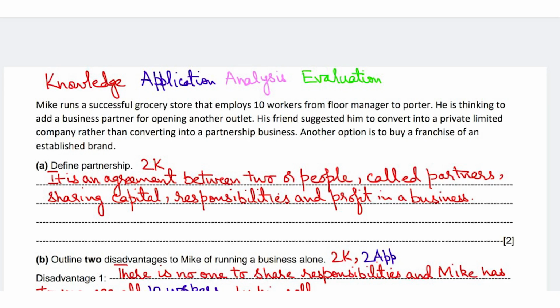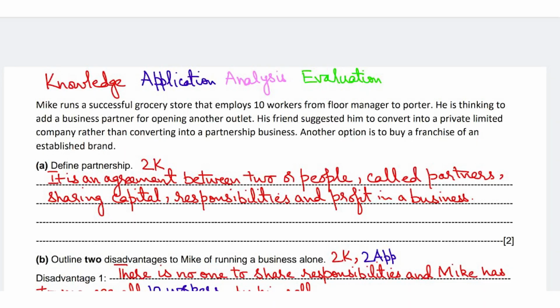Now, what is the first question? Part A, define partnership. Again, the command word define is there, 2 marks for knowledge straight away. So it is an agreement between two or more people, right? So I forgot to write more. 2 or more people called partners sharing capital, responsibilities, and profit in a business. Again, 2 parts are there. One, it is an agreement between 2 or more people, right? And the second is that in this agreement, capital, responsibilities, and profit is shared, right? So this is the second part. You will get 2 out of 2.